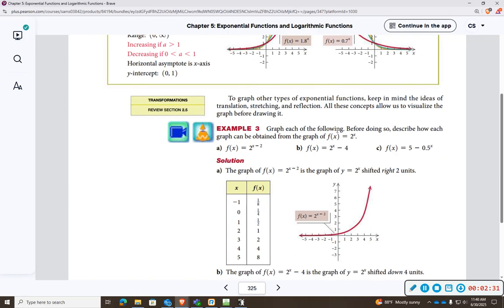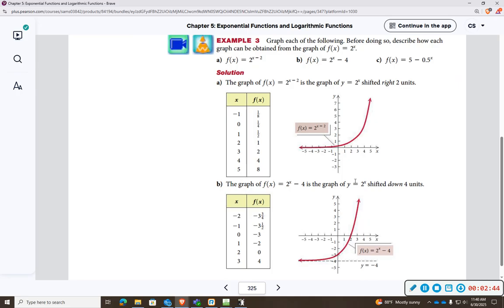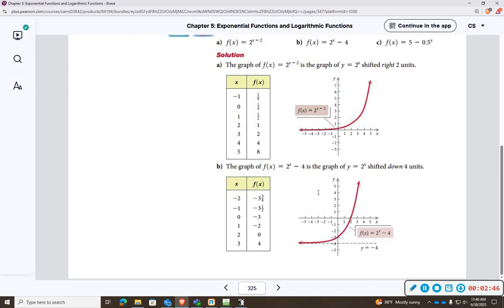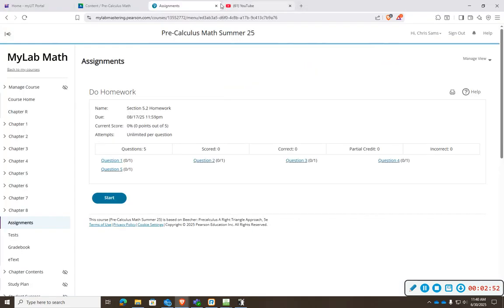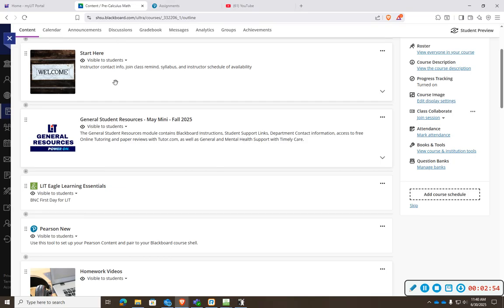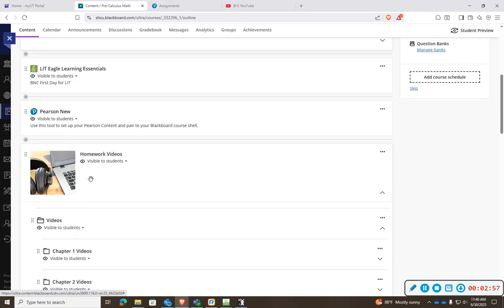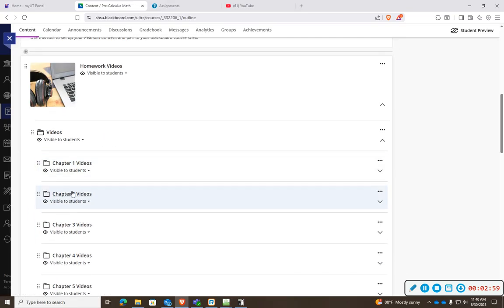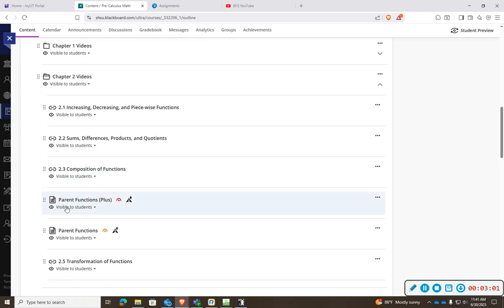In our homework, we are going to be doing some describing how the graph can be obtained from the original graph, like if it's shifted right, up, or down. And so let me go back over the transformations that we would have seen in chapter 2, or at least the document that we have in our online course. So in our online course, Blackboard homework videos, chapter 2 is where we have those parent functions.